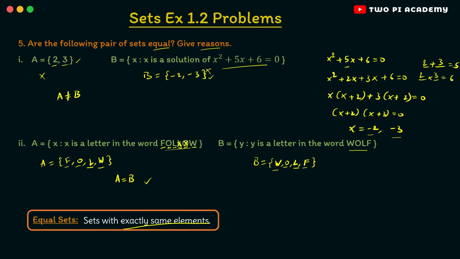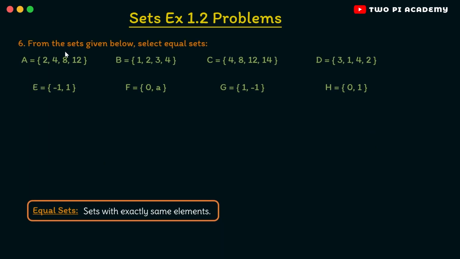Now let us move on to the last problem in this. From the sets given below, select equal sets. So clearly this is also based on equal sets, the same concept. The sets with exactly the same elements are equal. So here we have to compare every one of these sets. For this there is a simple trick you can do.